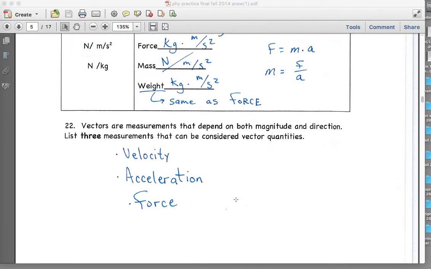So on these story problems, keep in mind that if you're going to do a story problem with velocity, acceleration, or force, those measurements are considered vectors, where both magnitude and direction are implied in the way we express those values.